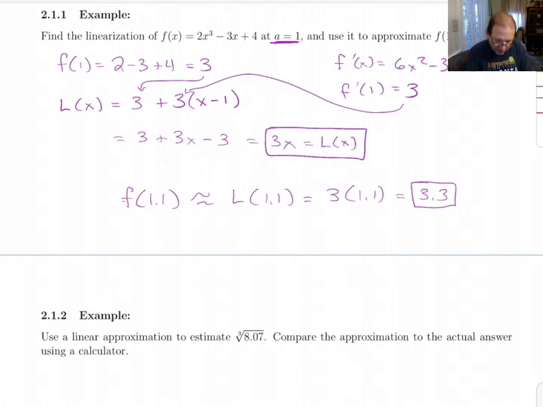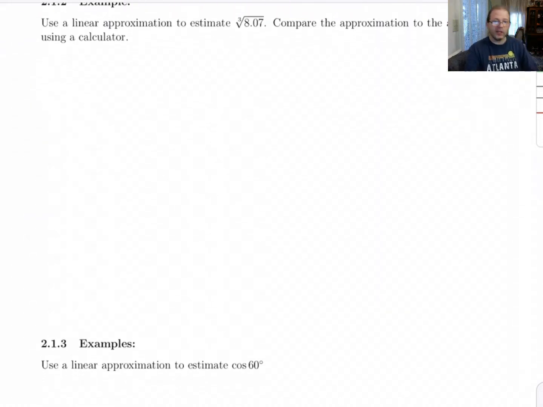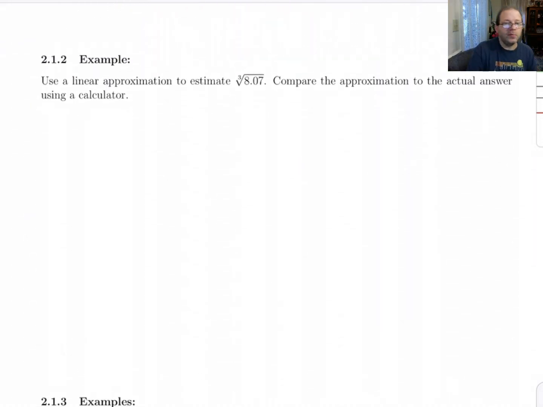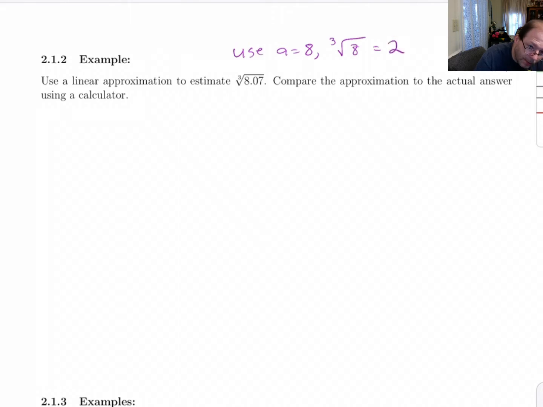All right, let's look at this next one. Use a linear approximation to estimate the cube root of 8.07. Compare the approximation to the actual answer using a calculator. Okay, so 8.07. First we have to decide what our a is going to be. So what's a number close to 8.07 that has a nice cube root? Well, 8. Cube root of 8 is 2. So we will use a equals 8, and we know that the cube root of 8 is 2.